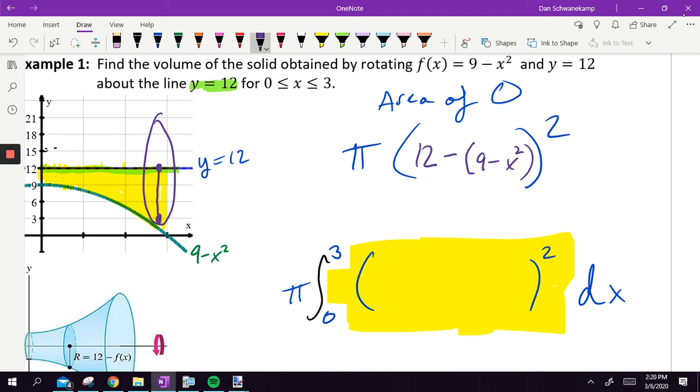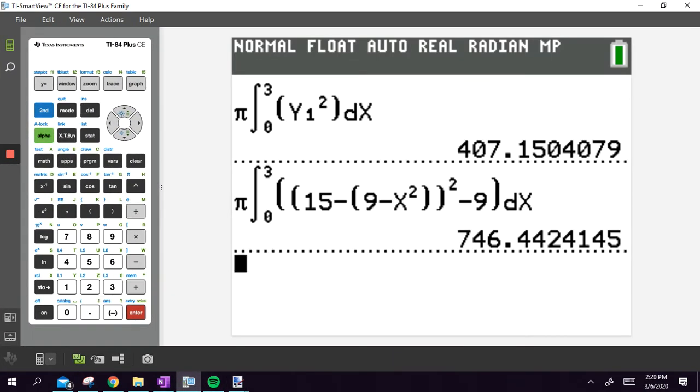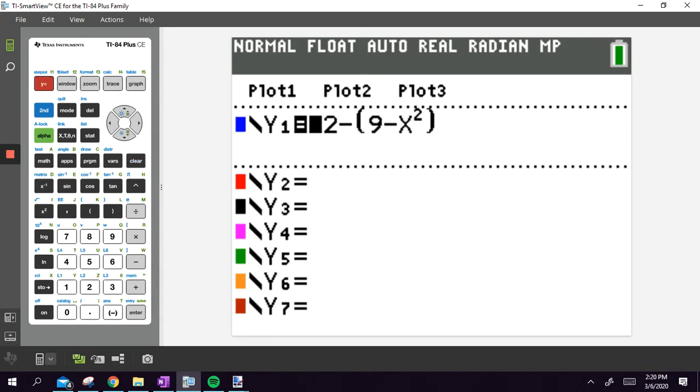All we have to do is then type that in. It is 12 minus parentheses 9 minus x squared. Close my parentheses. This is hard to type in because there's a whole lot of parentheses. Okay, you've got to be careful. You can do it however you want. Make sure you're typing this in as I talk. The one way I would suggest is under y1, type in that part inside the parentheses. You don't have to, but if you get to this later on, there's going to be a whole lot of parentheses. 12 minus 9 minus x squared, I saved as y1.